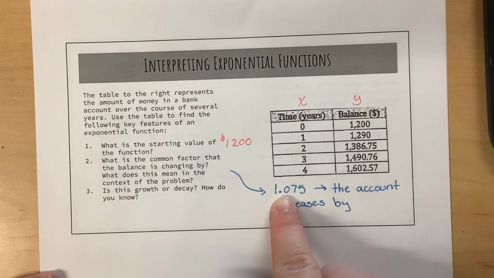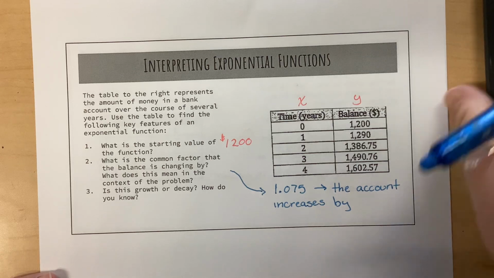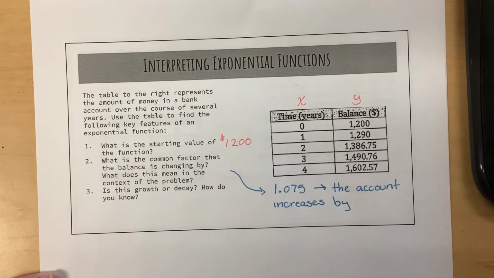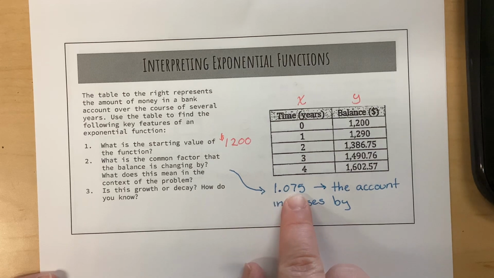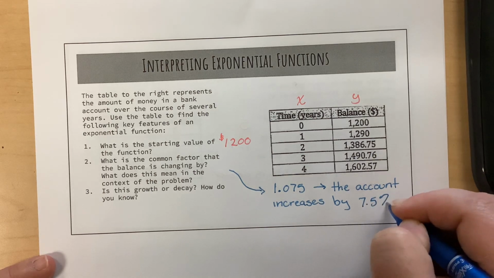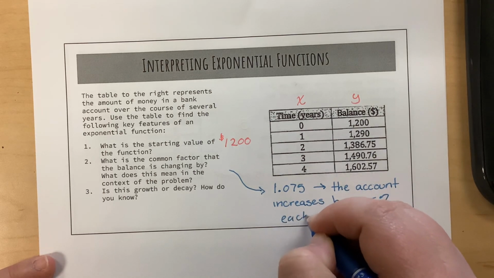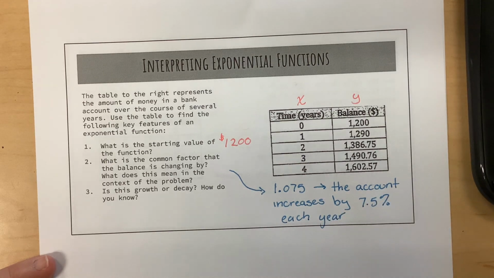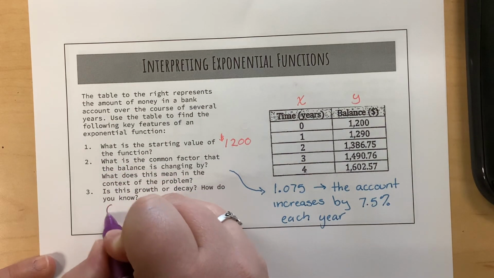So since this is bigger than 1, the number inside the equation that we could write, by the way, is going to be 1 plus whatever that number is. So I'm going to take 1 away to get the percent. So 1.075 minus 1 is 0.075, which is 7.5%. So 7.5% each year. Okay? And then part 3, this is growth.